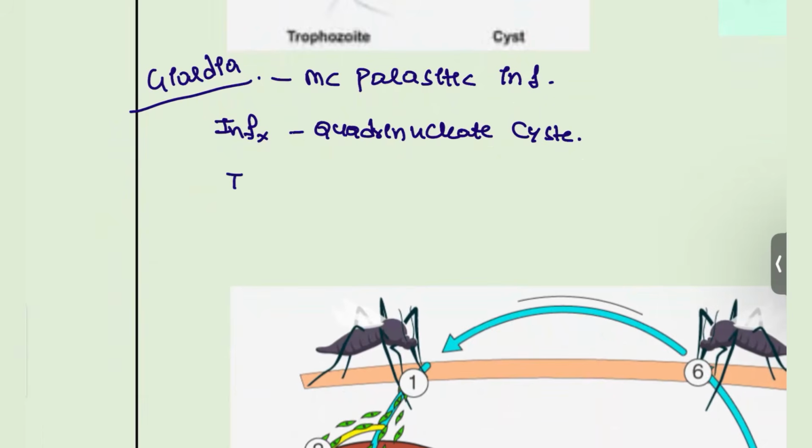For the test, we are going to use the string test, also known as the Entero-Test. The drug of choice is metronidazole.